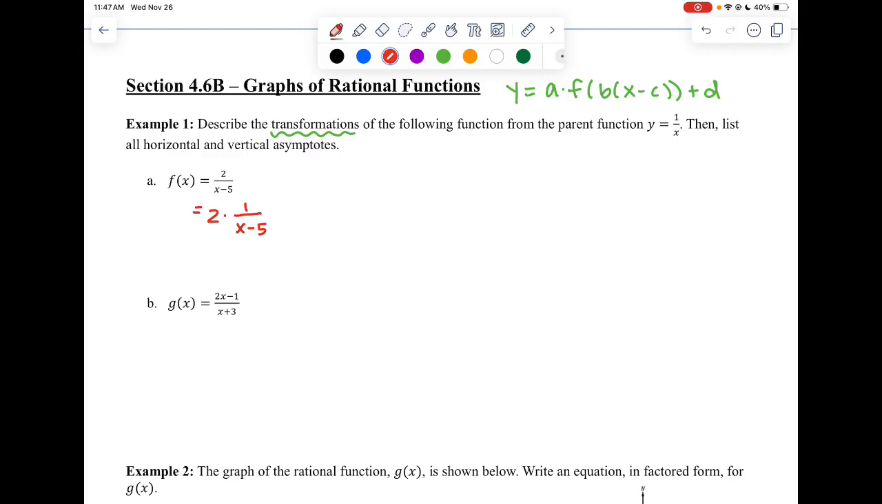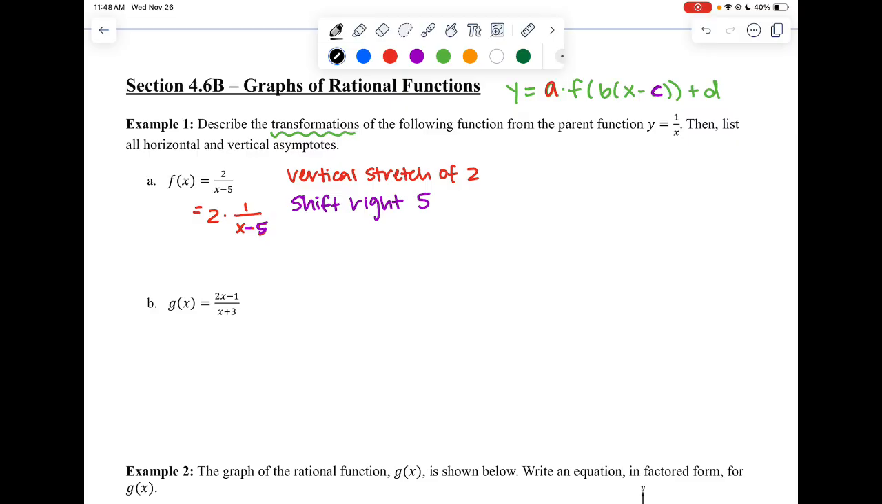First, the 2 that's out in front represents our vertical stretch or shrink. So we have a vertical stretch of 2. Then the negative 5 is happening inside the argument, to our x, so that is going to be our horizontal shift. So we are shifting right by 5.